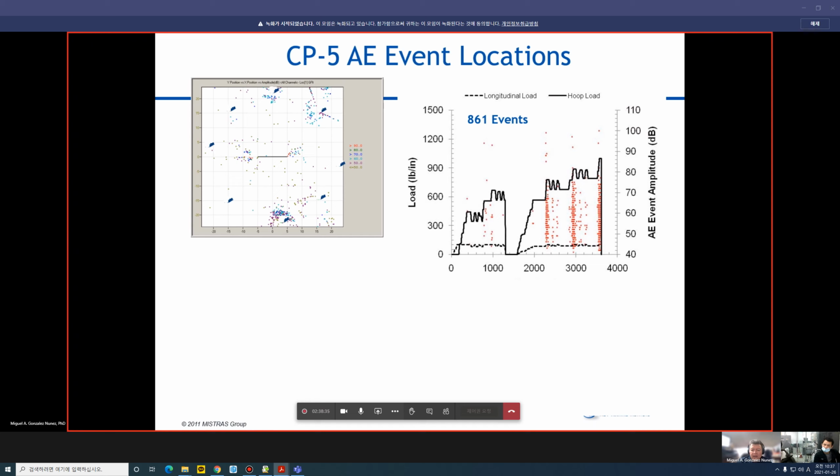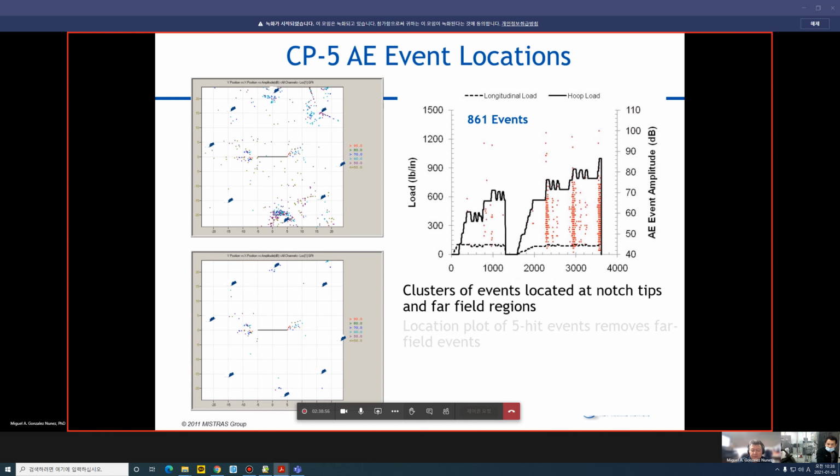And this is the final accumulation, and you can see the number of detected events. You see that there is some accumulation at the tips, in this case of the notch, that's related to the opening of the crack. And in some far field region. Okay?